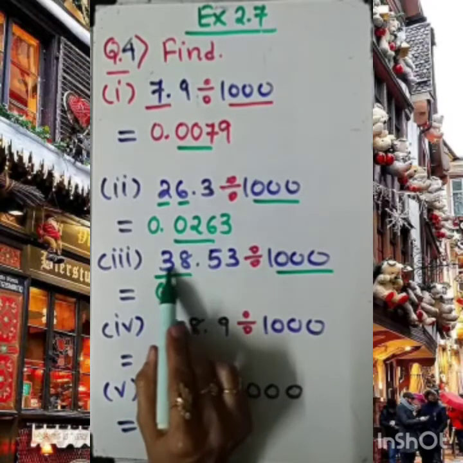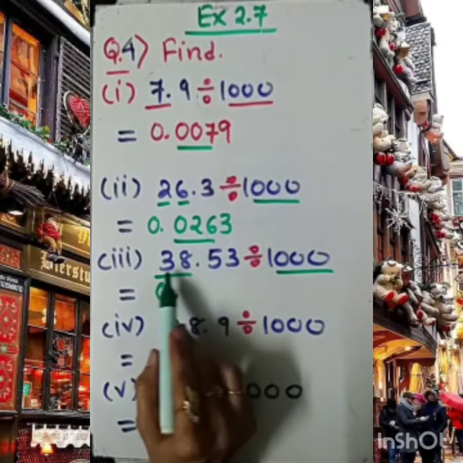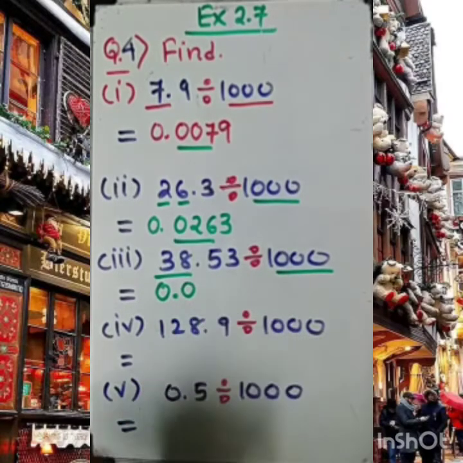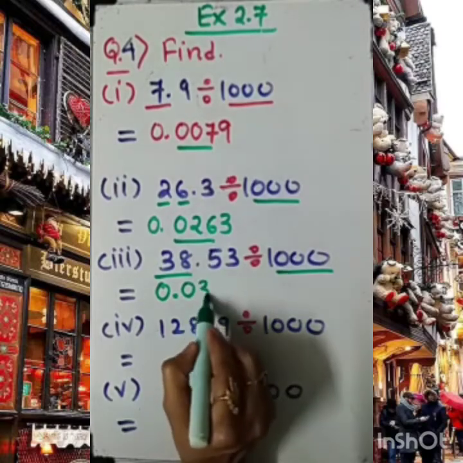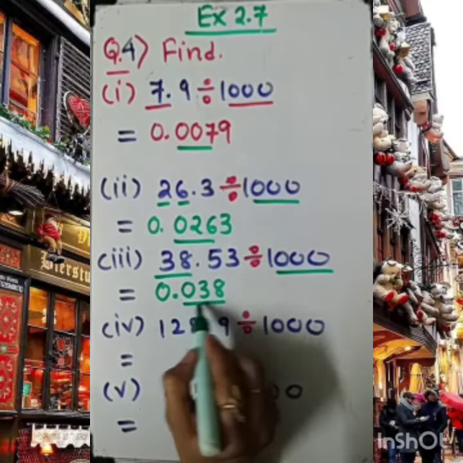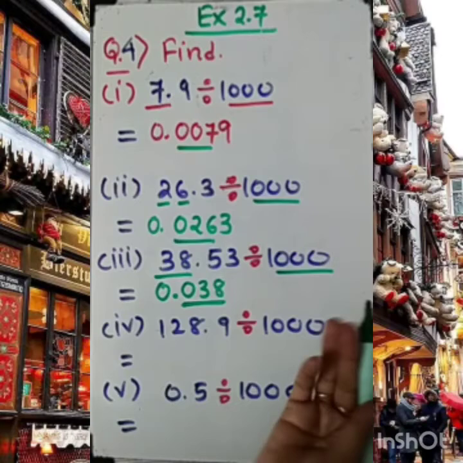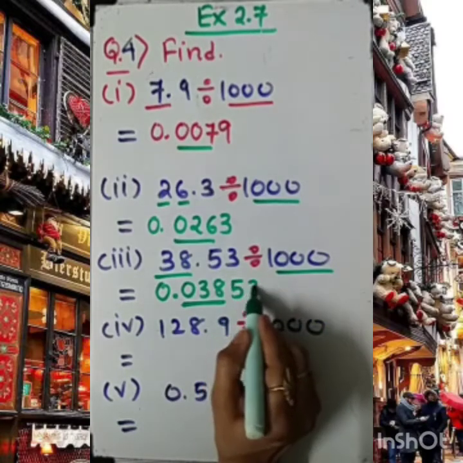I need to shift 3 digits, but 3 and 8 are only 2 digits. So one more, that is 0, and this 3 and 8. So these 3 digits I have shifted to the left side. And 5 and 3 are already there.